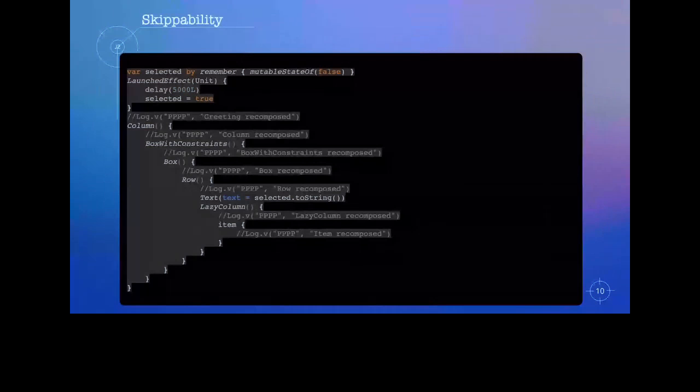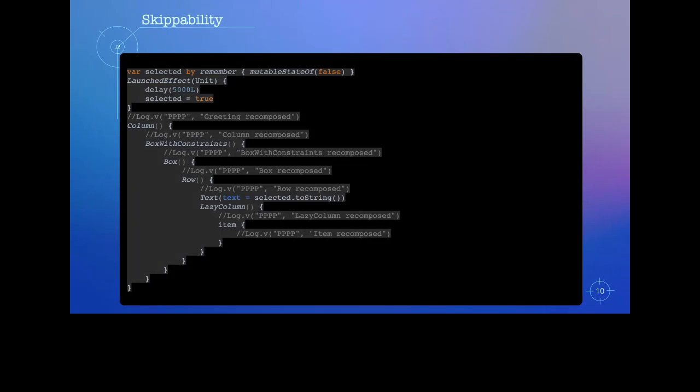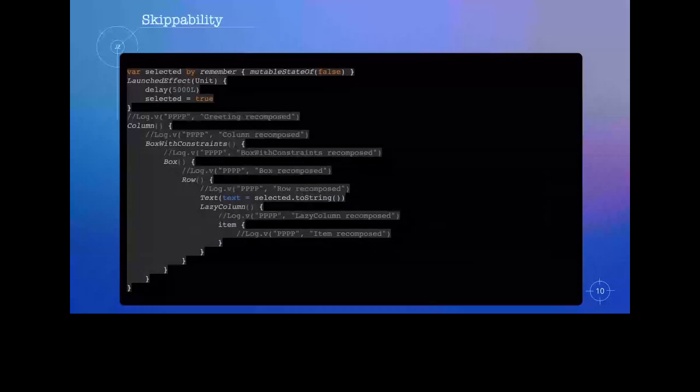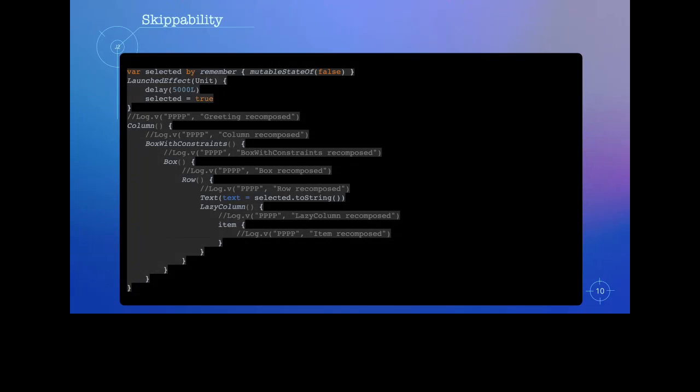So, for example, a box, row, or column can never be skipped, which means in turn that all of their children will be checked during the recomposition process as well. But that doesn't mean that their children cannot be skipped. So any particular child of a row could be skipped, but the entire row cannot be skipped. So one, it has to be a restartable scope.